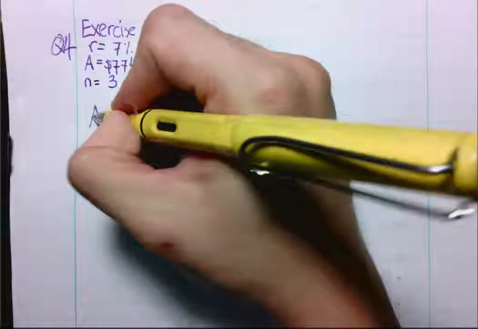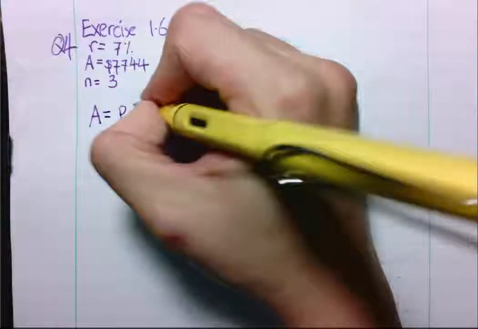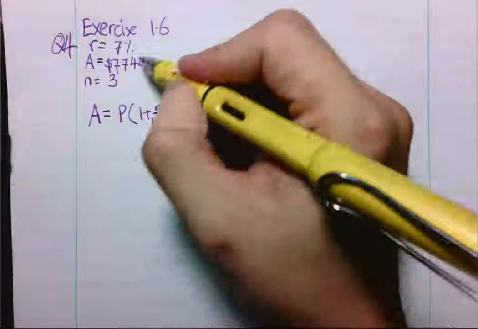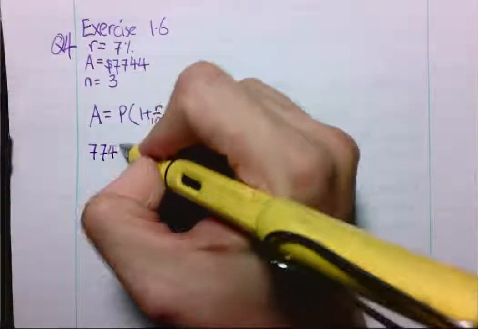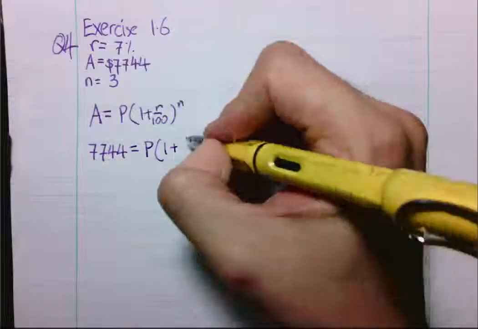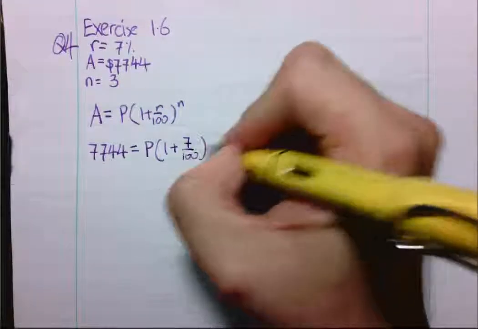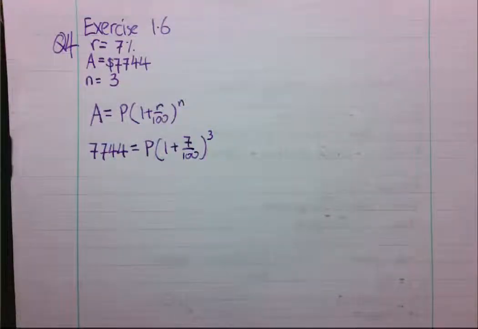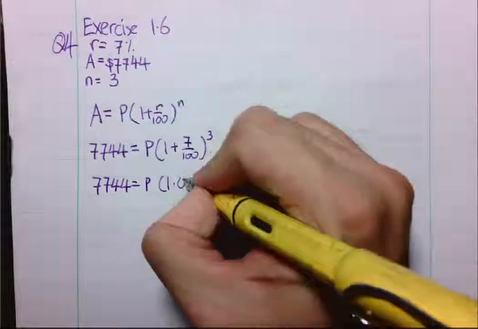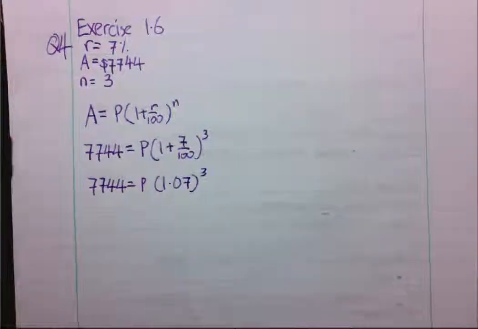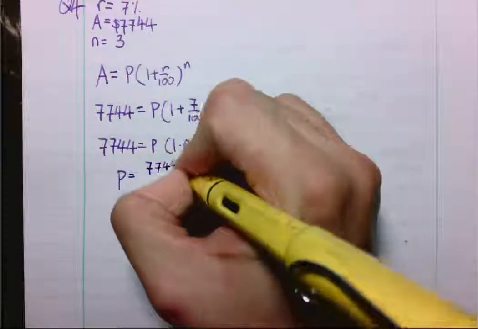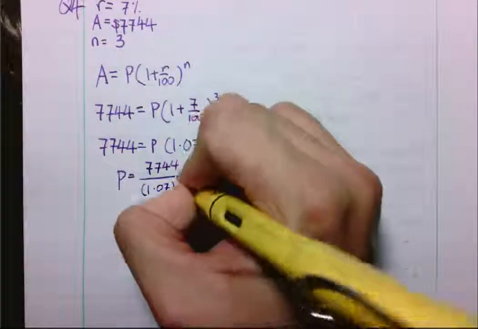So I look at my formula for compound interest: A equals P, 1 plus R over 100, to the power of N. Let's fit things in. The amount or the yield, the amount I get back, is 7744. Principal is P, 1 plus R, where R is 7 over 100, to the power of 3. Then if I simplify, I get 7744 equals P times 1.07 cubed. Just key into your calculator: P equals 7744 divided by 1.07 cubed.